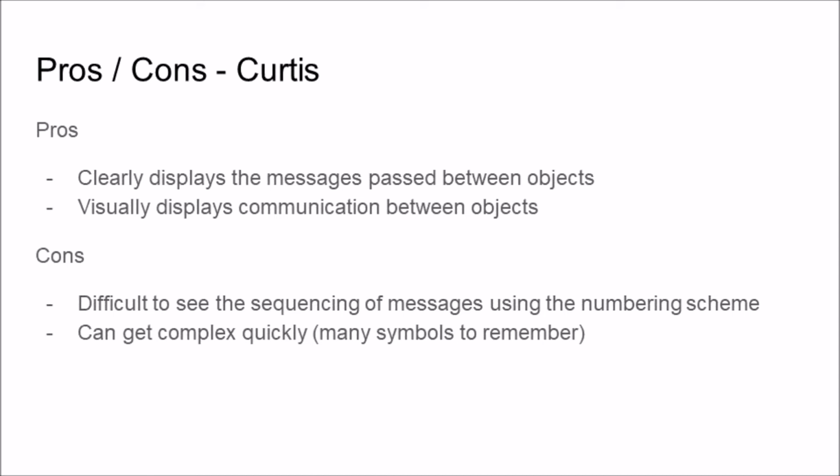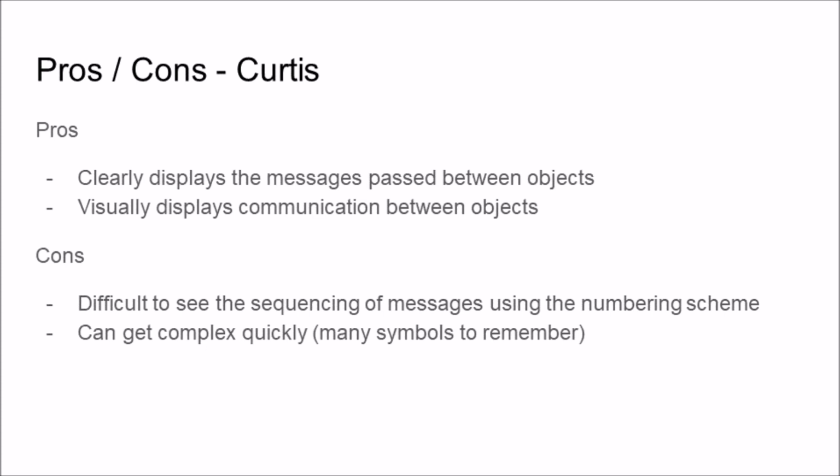The main cons for it, though, is it can be difficult to see the sequencing of messages, the ordering, using only the numbering scheme provided by this method. So it takes a little bit of, I guess, detective work to figure out how the sequence of messages are being relayed using this method.